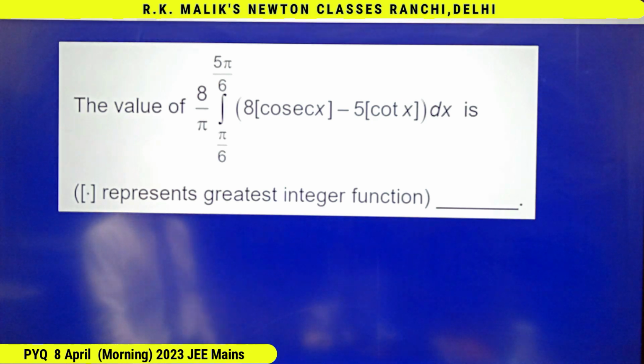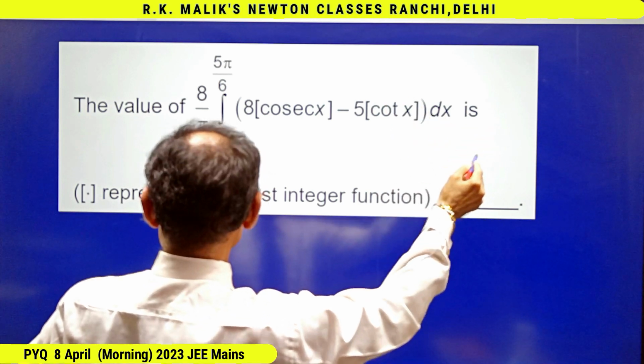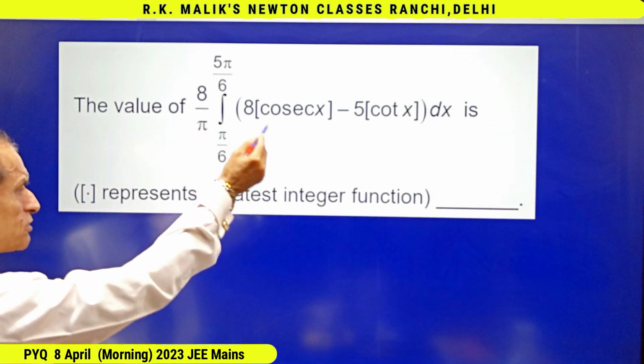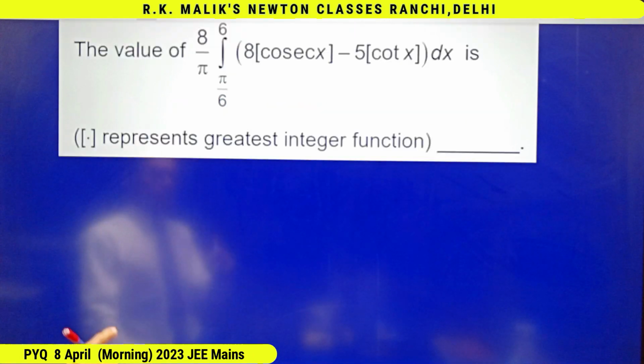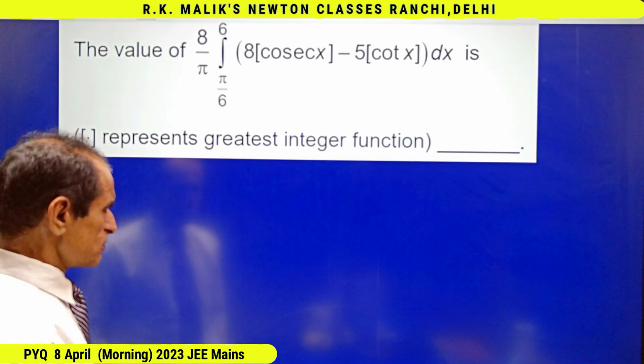In this question, it is given that the value of this whole integral is dash. You have to fill in the blank, where box denotes the greatest integer function. Actually, it seems to be a very lengthy question, but this question can be done in just 20 seconds. The only thing is you must know this concept.